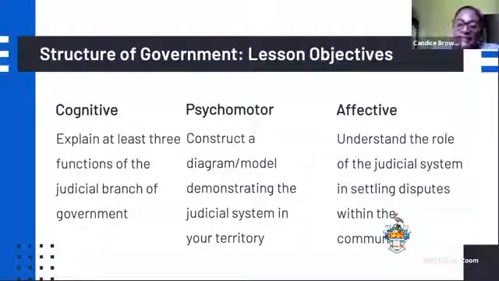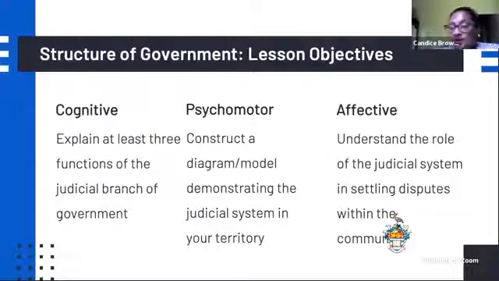Now, the objectives, I did not say the topic. The topic for the lesson is actually structure of government. And so we're going to be focusing on the judicial system, and we have 3 specific objectives that we would like to cover with this assessment. The first one is to explain at least 3 functions of the judicial branch of government. The second, we want students to construct a diagram or model showing the judicial system. And lastly, we want them to understand the role of the judicial system in settling disputes.